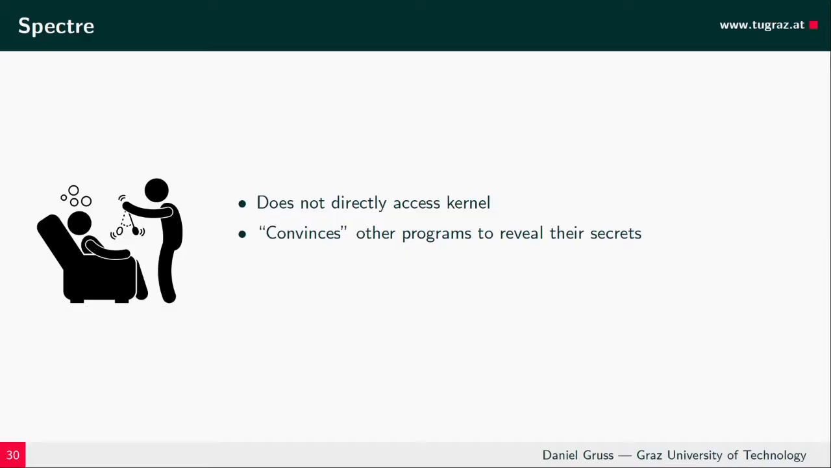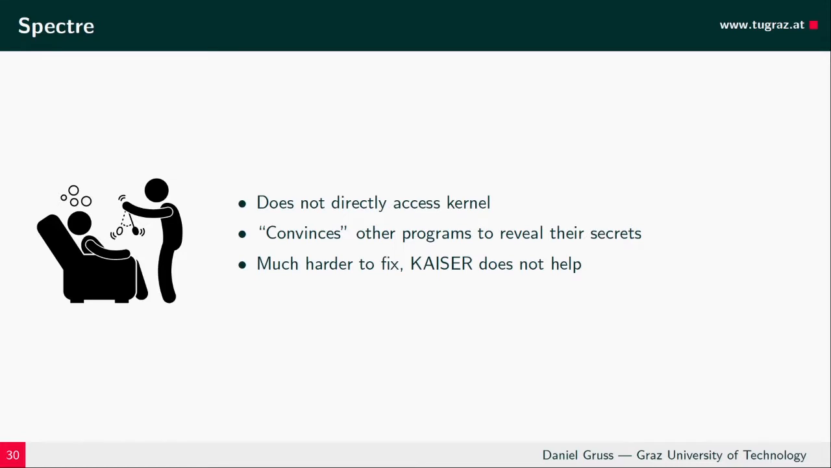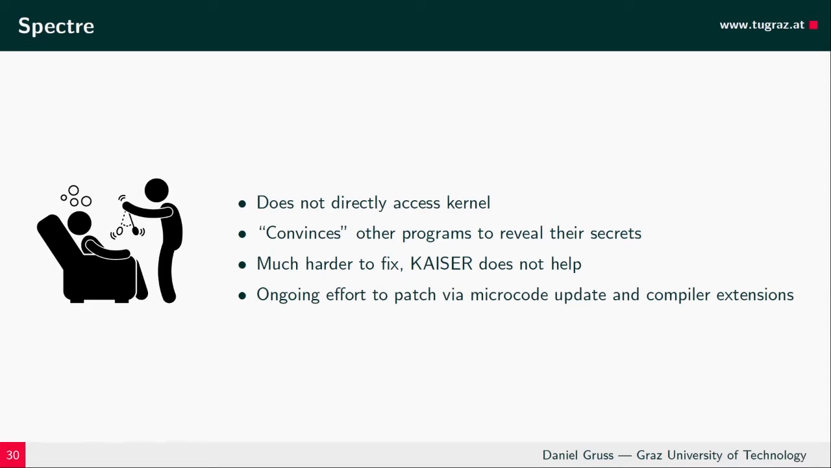In Spectre, we convince other programs to reveal their secret, but the other program can reveal its secrets if it wants to, right? Why should it be prevented from revealing its secrets? So it's much harder to fix. Kaiser won't help anything here. And there's an ongoing effort to patch this via microcode updates and compiler extensions. I won't go into details here because that would consume too much time now.